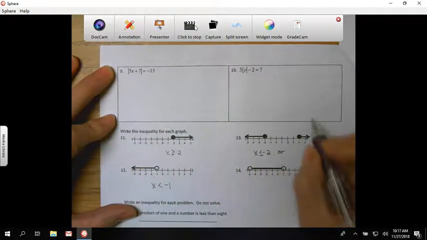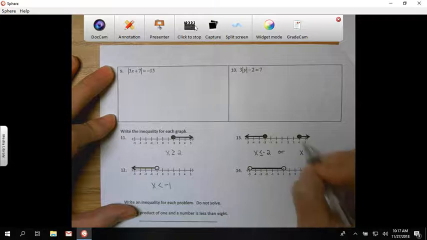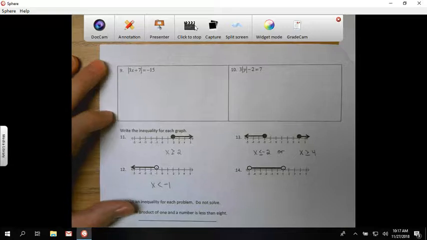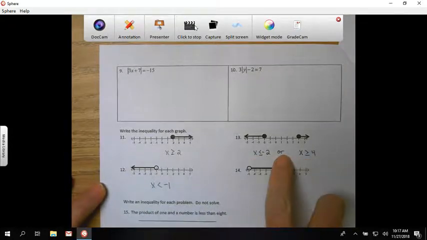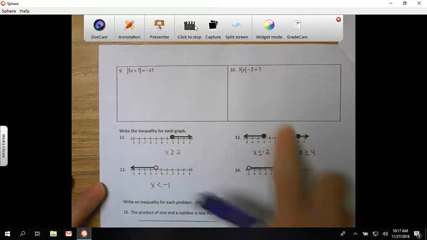Over here, it starts at 4, and it's taking everything above it. Closed circle means greater than. So these are my inequalities, and I have an "or" because I have this gap in between.